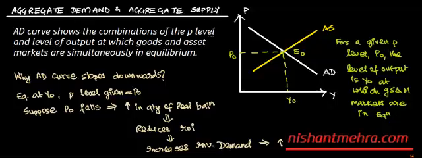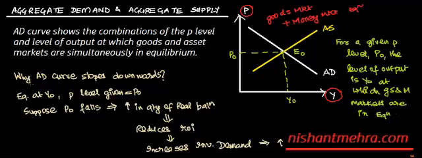The aggregate demand curve is the combination of price level and output at which both goods and money market are in equilibrium. That is the definition of aggregate demand. If you look at the aggregate demand curve as we have drawn here, it is drawn in price and output space. It shows all those combinations of price level and output at which both goods market and money market are in equilibrium. Now, this is the very crude definition of aggregate demand.